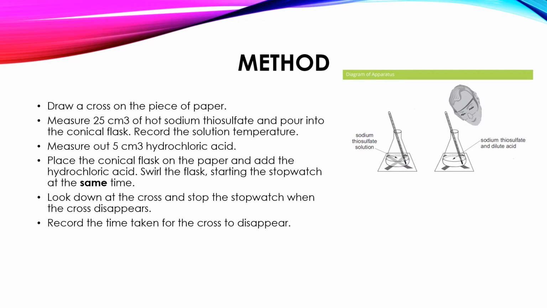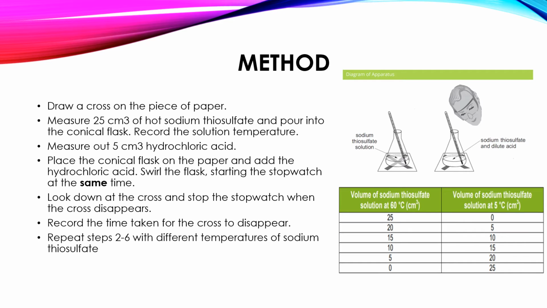You then need to record the time taken for the cross to disappear and repeat steps 2 to 6 with different temperatures of thiosulfate, which are shown to you in the table to the right.